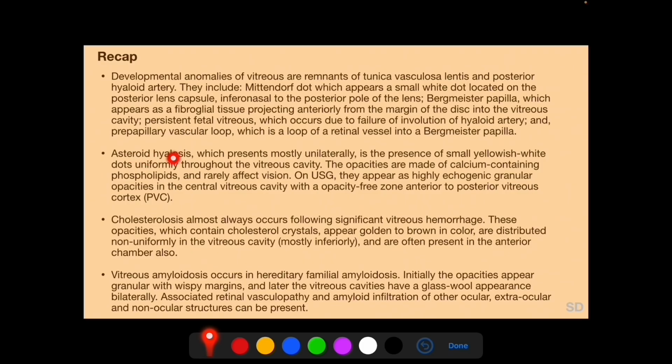Asteroid hyalosis, which presents mostly unilaterally, is the presence of small yellowish white dots uniformly throughout the vitreous cavity. The opacities are made of calcium-containing phospholipids and rarely affect vision.